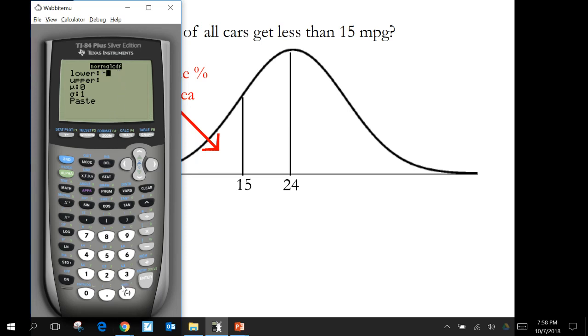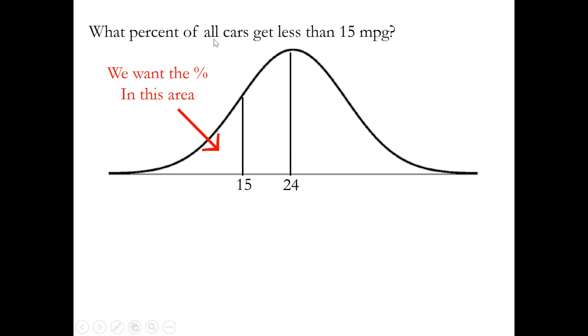However, if you simply put negative 99999 for the z-score, that's quite a few z-scores down. Our upper, we said, was negative 1.5. Our mean, since we converted to a z-score, is 0. Our standard deviation is 1, and we paste this. So the calculator is telling me that 0.0668, or 6.68%, of cars get less than 15 miles per gallon.